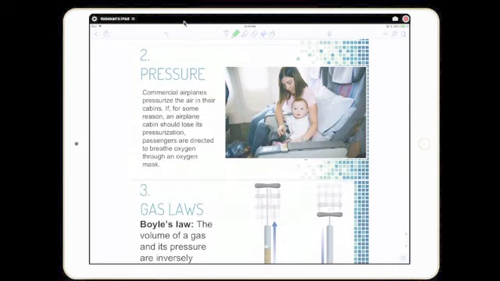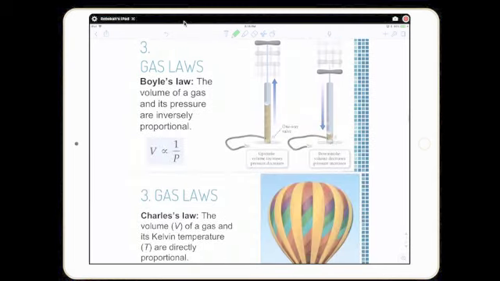Alright, so when you're on an airplane, you experience these pressure differences. They say if cabin pressure decreases, then the oxygen masks are going to come down, right? That's just because pressure is something that's very helpful to know about, and is something we experience in our daily lives. So, gas laws.